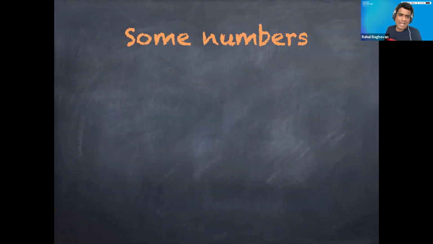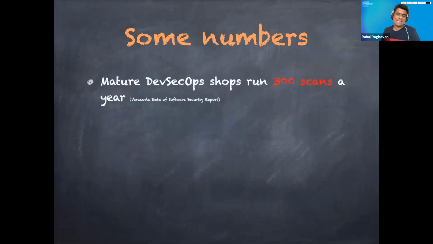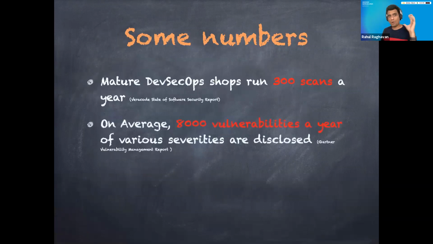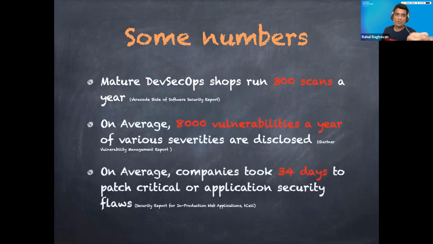And these are some reports from the 2016-2017 year. I intentionally kept that quite dated because I wanted to see the contrast, right? For example, if you look here, a mature DevSecOps shop runs almost 300 scans a year, and this was way back in 2017. And back then, you had 3,000 vulnerabilities that were disclosed. But if you look at the time that it takes for people to fix those issues, on average, it's 34 days.